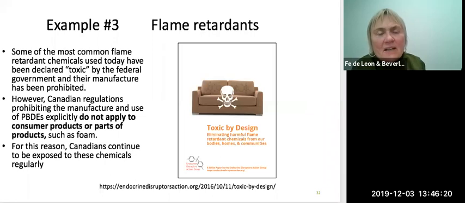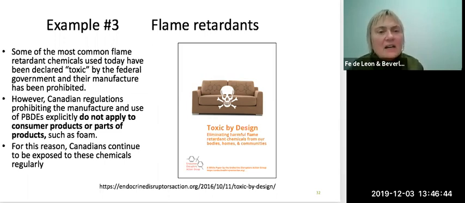Third one is flame retardants. I take my hat off to the folks at the Endocrine Disruptors Action group that have highlighted the problems of flame retardants in Canada. And again, we don't have a focus on products. We're trying to deal with how toxic is Deca PBDE or Penta BDE, etc.